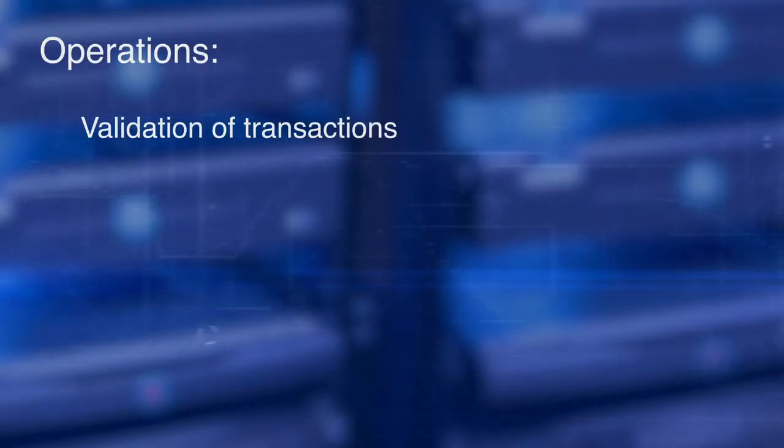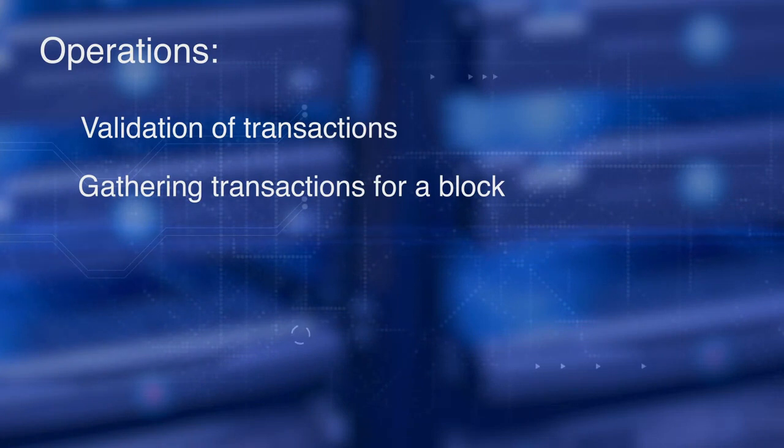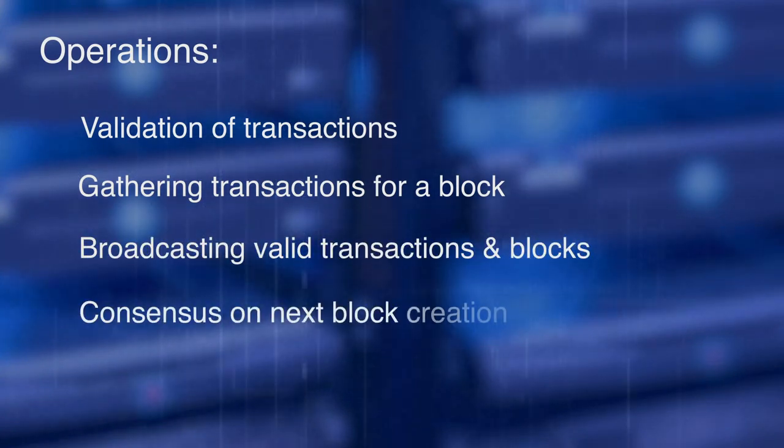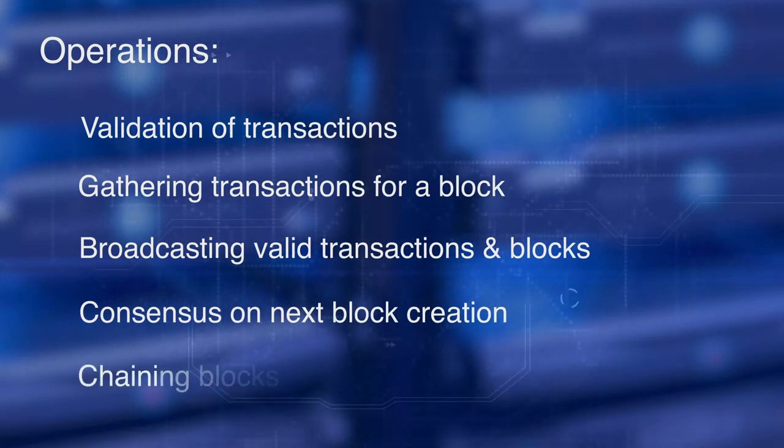These operations include validation of transactions, gathering the transactions for a block, broadcasting the valid transaction in the block, consensus on the next block creation, and chaining the blocks to form an immutable record. In this lesson, we explore some of the fundamental operations of the Bitcoin blockchain.